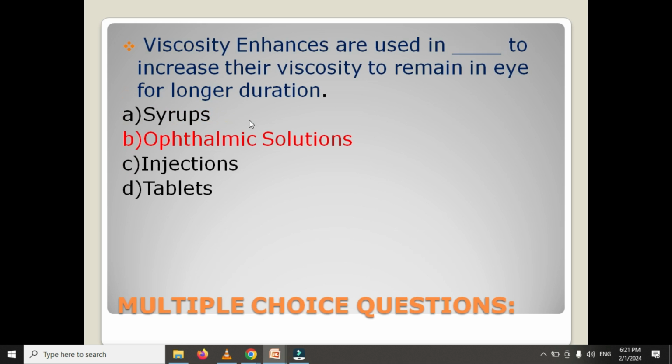Viscosity enhancers are used in dash to increase their viscosity to remain in eye for longer duration. Option A syrups, option B ophthalmic solution, option C injection, option D tablets. Answer is ophthalmic solution.